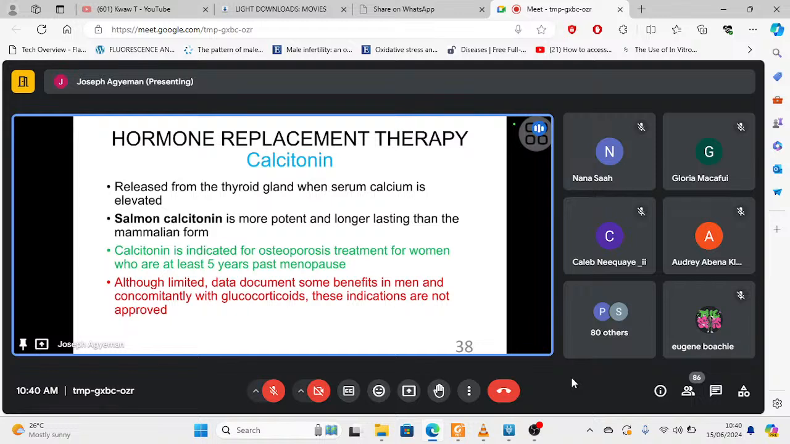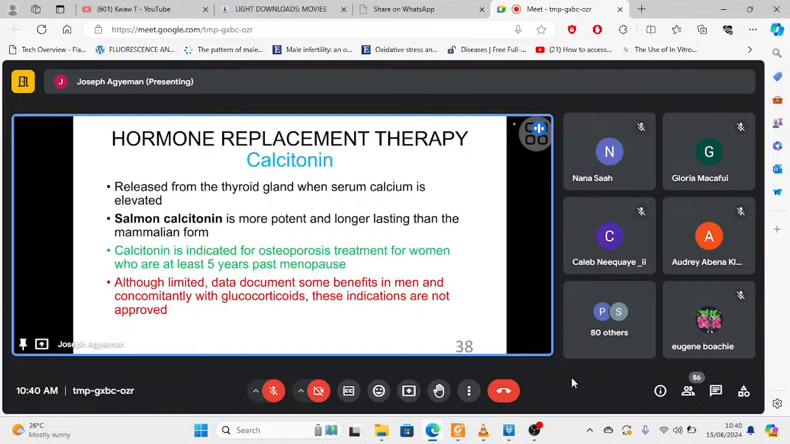When it comes to a drug, we have salmon calcitonin, not just calcitonin, because this one is very potent and has a longer duration of action as compared to the human form of calcitonin. So the modified form is the one that is present as a drug. And of course, it is indicated when it comes to osteoporosis. Again, in women with at least 5 years of menopause.